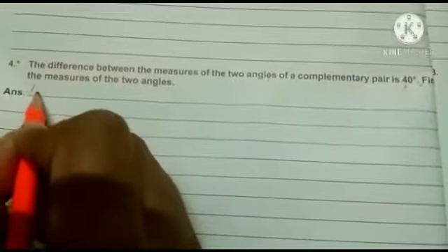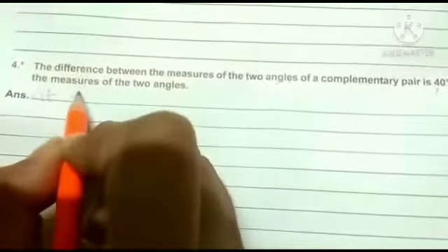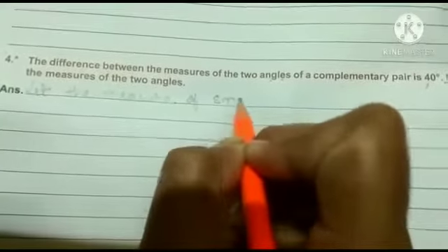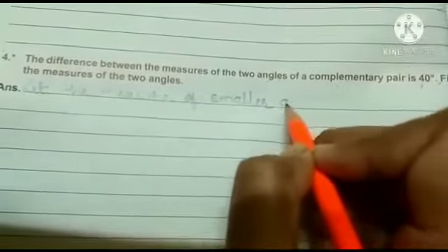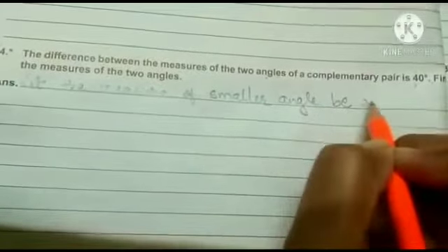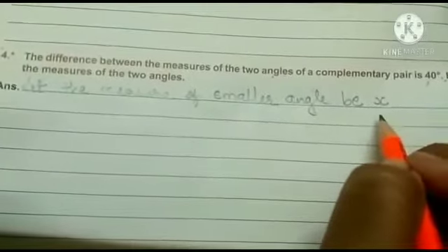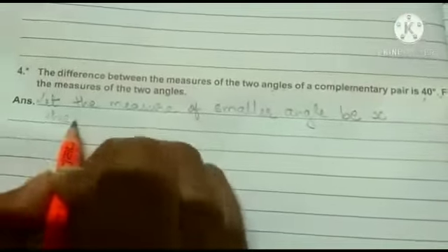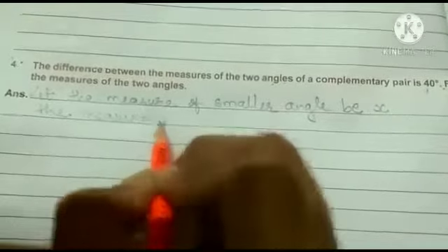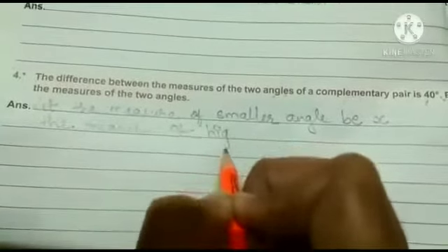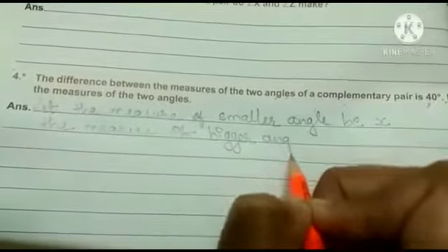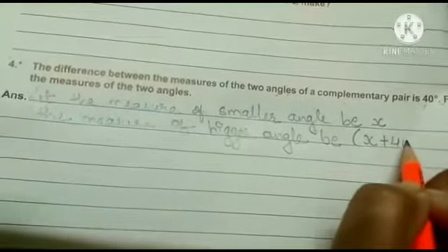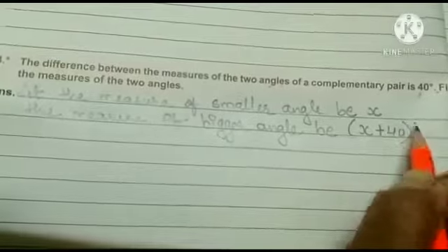We will assume, let the measure of smaller angle be x. Clear? We have taken the smaller angle as x. Now the other angle we have to assume. The measure of bigger angle be x plus 40.